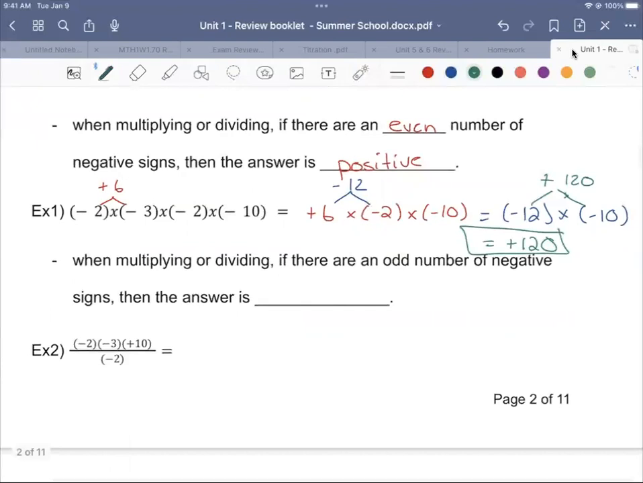Now, when I'm multiplying or dividing, if there's an odd number of negative signs, then my answer is going to be negative.